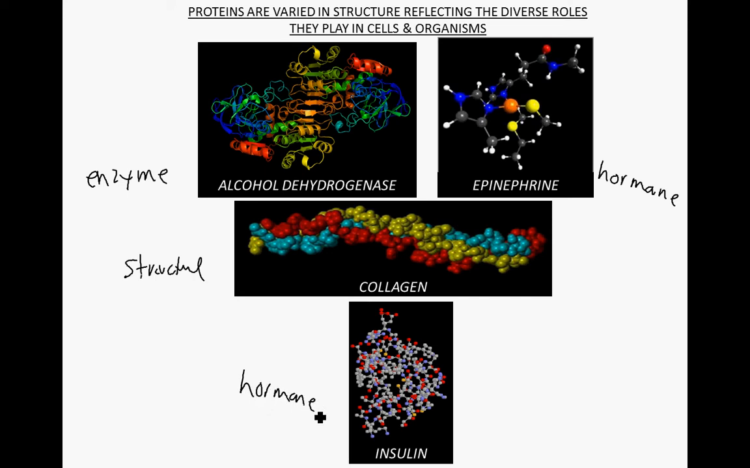The structures look pretty and colorful here, but they are indeed a little bit different from one another, and that structural difference is going to reflect their functional difference. So enzymes work differently than structural proteins and hormones, etc. Proteins are extremely varied, with lots of structures and lots of different functions based on their individual molecular structure.